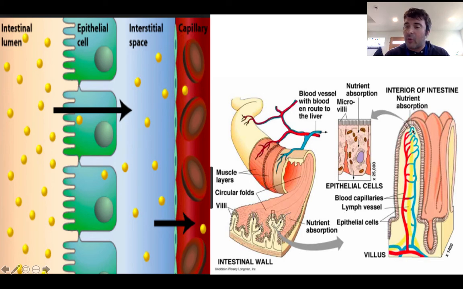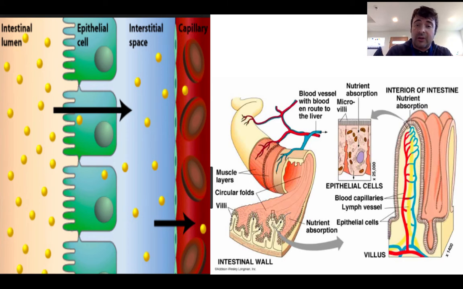They're also absorbing all that stuff that's absorbed along the GI tract, and then it enters into venules. These venules will ultimately fuse to form veins, and those veins will ultimately all come together to form the hepatic portal vein, which is going to take that blood to the liver.